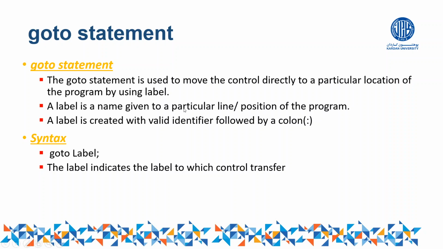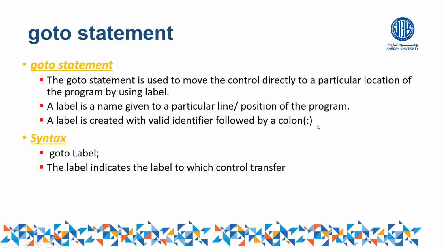A label is a name given to a particular line or position of the program. Now, what is a label? A label is the name given to a particular or specific position in our program. A label is created with a valid identifier followed by a colon.